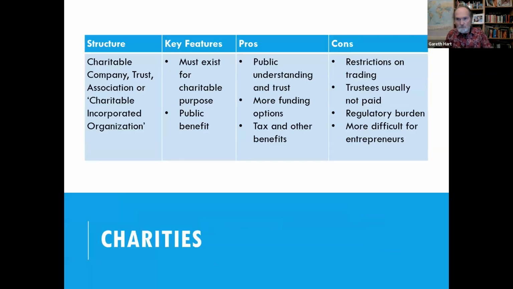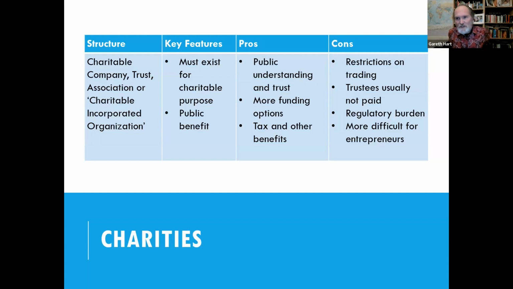So then there's charities. Now, there are lots of different types of charities. There's a charitable company, charitable trusts, charitable associations, and a new one, which is called a charitable incorporated organisation, or CIO, relatively new. I'll talk about that in a sec.